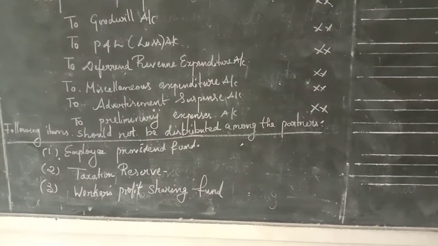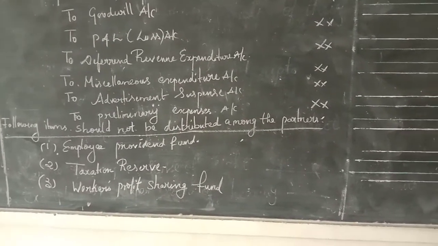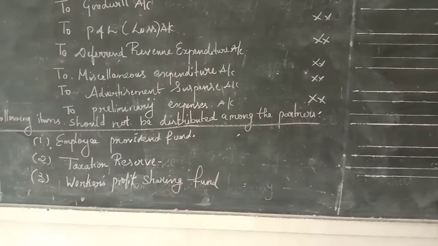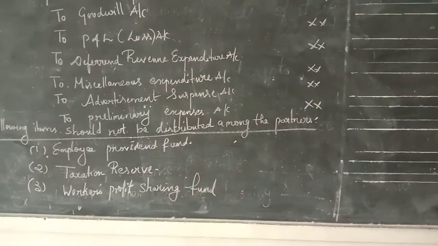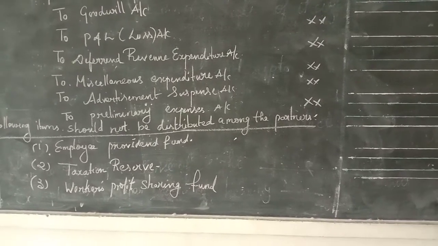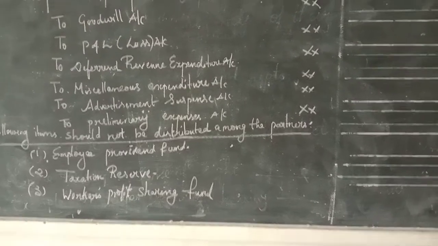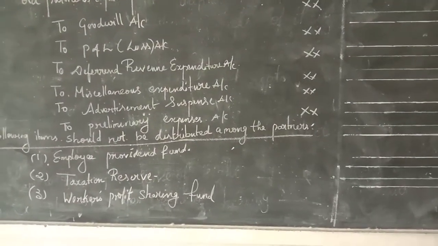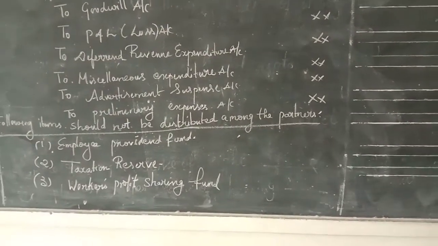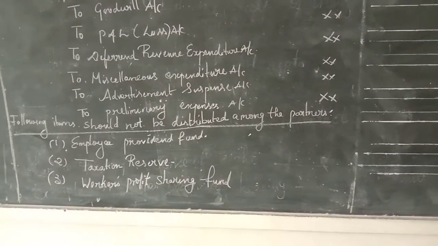The first one is the employee provident fund, that is EPF. The next one is the taxation reserve, and the third one is the workers profit sharing fund. So these three items should not be distributed among the old partners in the old profit sharing ratio. These three items appear on the liability side of the balance sheet.